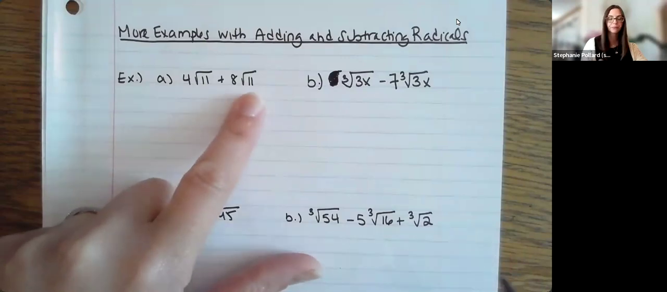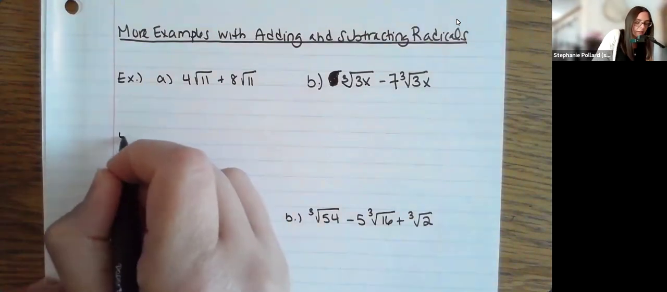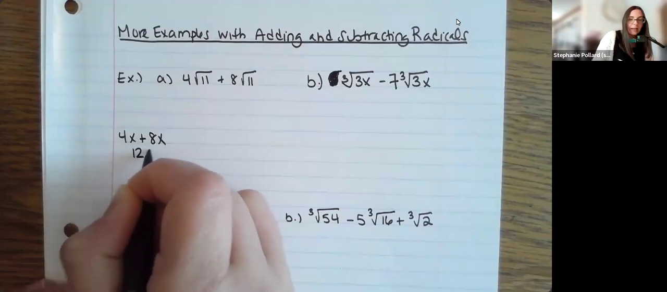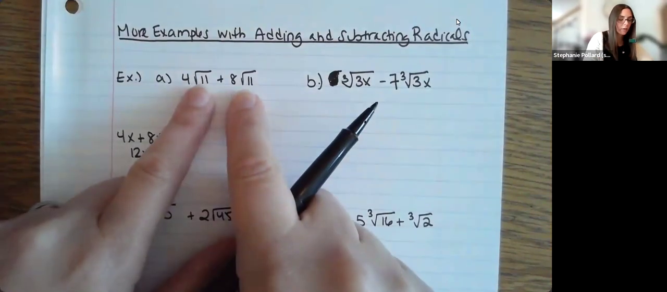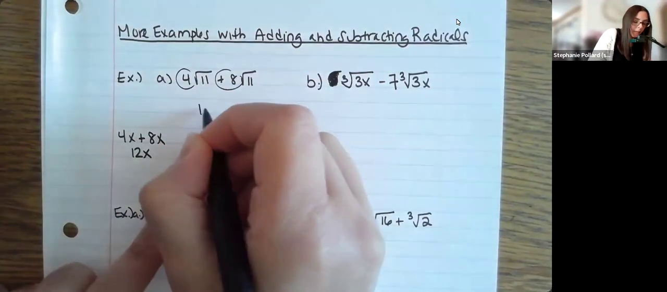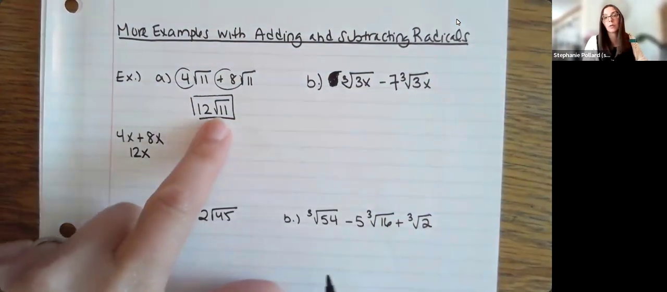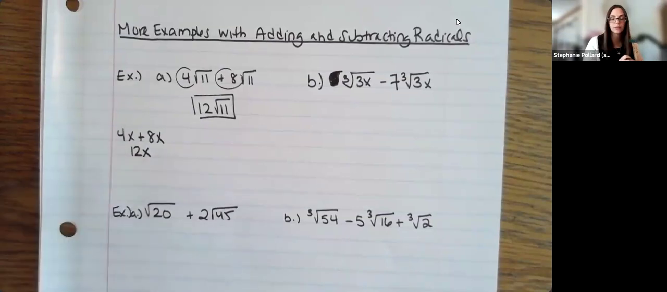So for instance, in this first example here, notice how they both have the square root of 11 with them. So this is going to work very similar to an example like 4x plus 8x. We would add the 4 and the 8 together to get 12 and keep the x the same. We're going to do the same thing here. These are like radicals, so we're going to add the 4 and the 8, which is going to give us 12, and then we're going to keep the root 11 the same. Now, if you could simplify the root 11, of course, you would do that too. But the idea when you're adding and subtracting radicals is they do have to be the same exact type in order to add or subtract, just like we do with variables.